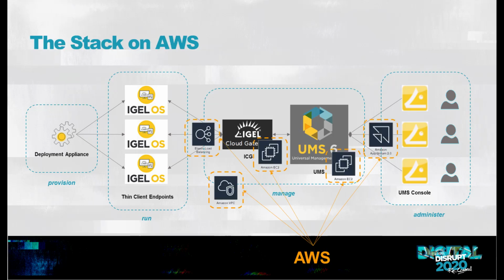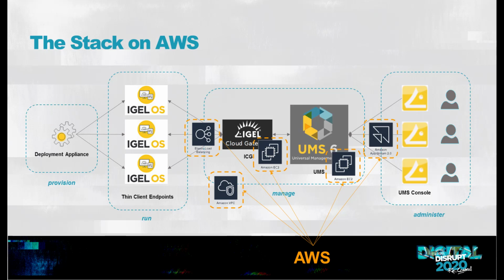Traditionally, IGEL deployments are done on-premise. The core of this stack is straightforward. ICG and UMS servers are installed on bare metal hosts or in virtual machines, the endpoints themselves provisioned on physical client devices, and the UMS console deployed to desktops or laptops. Deployment appliances and load balancers are more fringe scenario and vary from customer to customer.